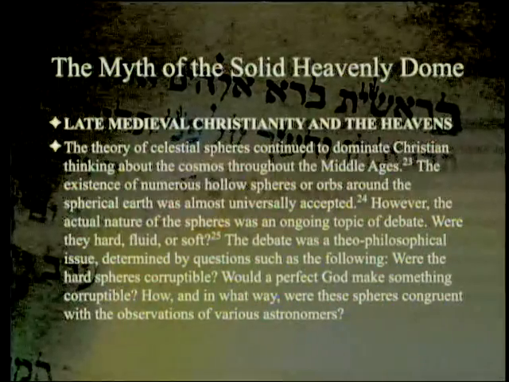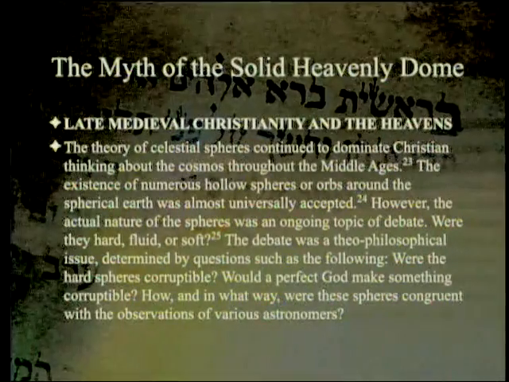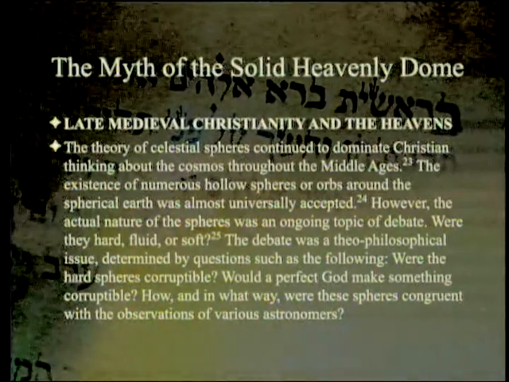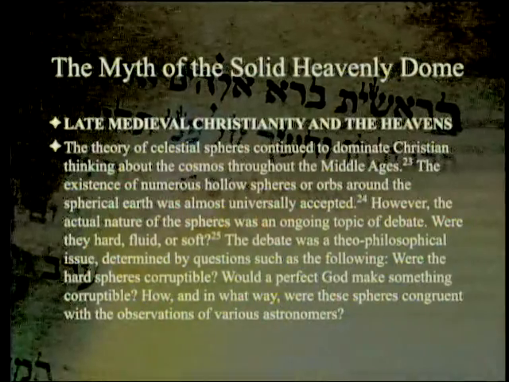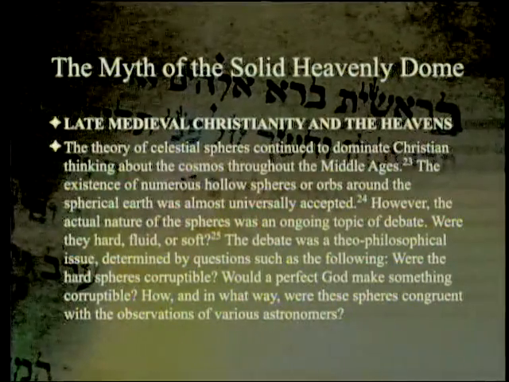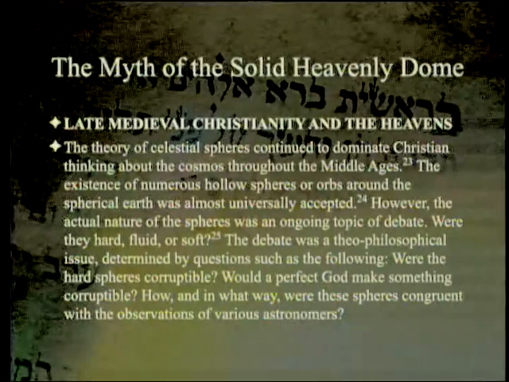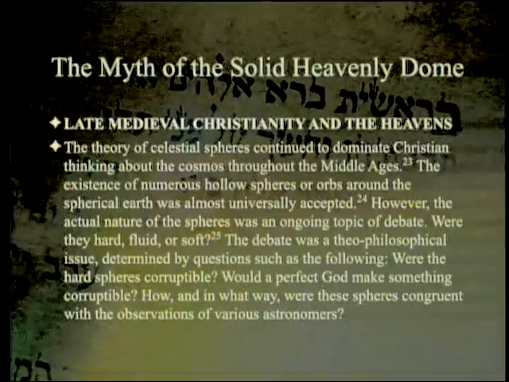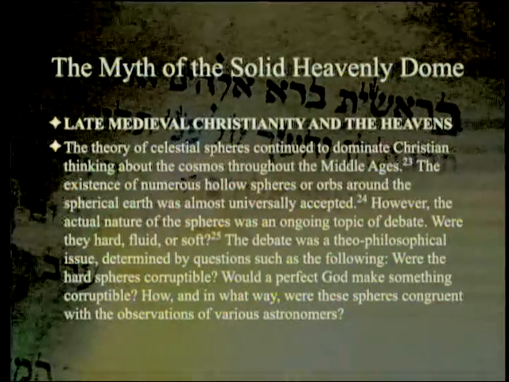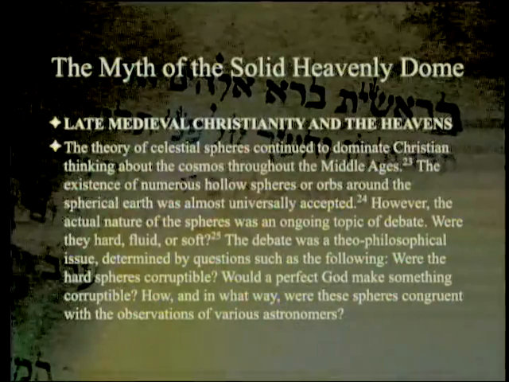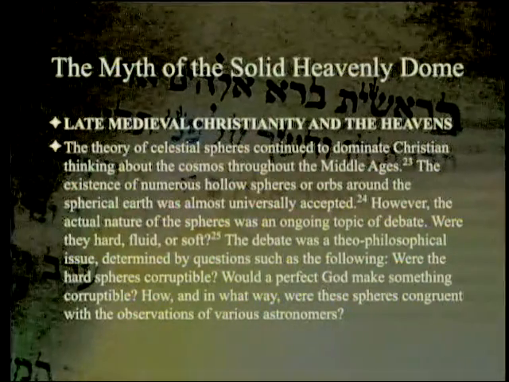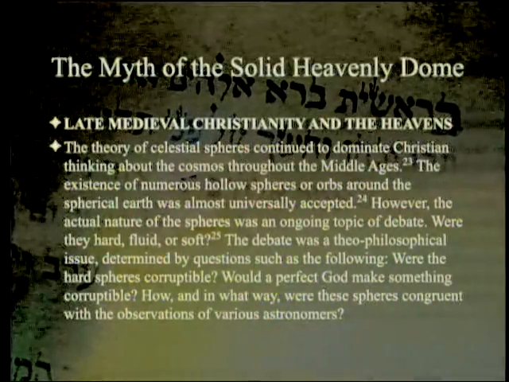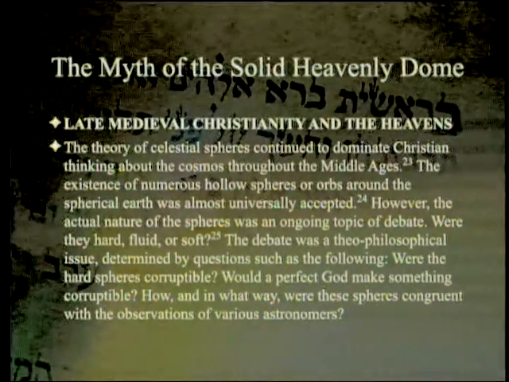The late medieval Christianity in the heavens. The theory of celestial spheres continued to dominate Christian thinking about the cosmos throughout the Middle Ages. The existence of numerous hollow spheres or orbs around the spherical Earth was almost universally accepted. However, the actual nature of the spheres was an ongoing topic of debate. Were they hard, fluid, or soft? The debate was a theophilosophical issue determined by questions such as the following. It's very interesting to read the logic behind what they have to say.